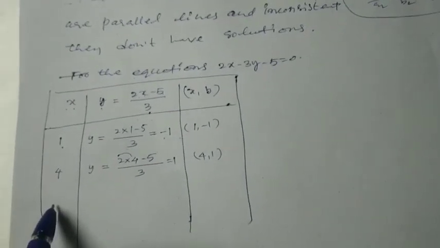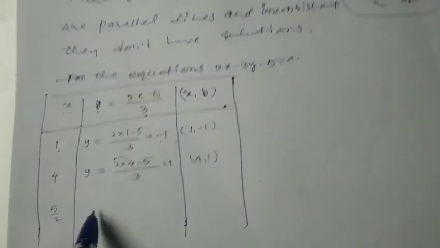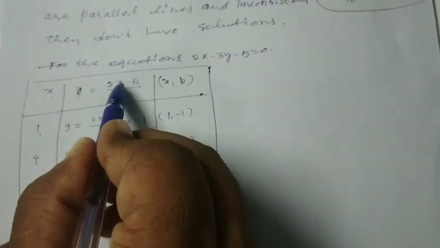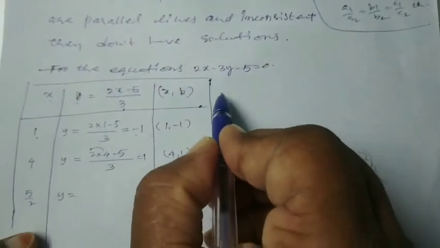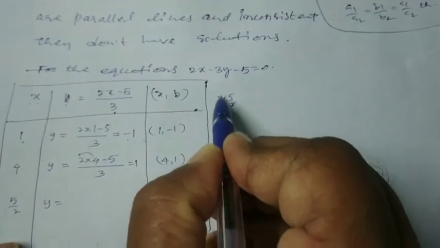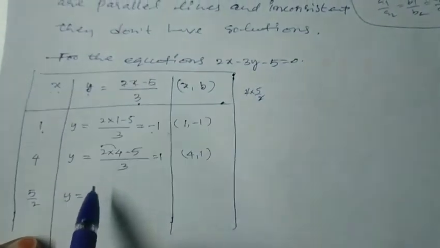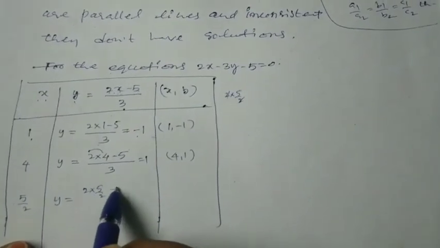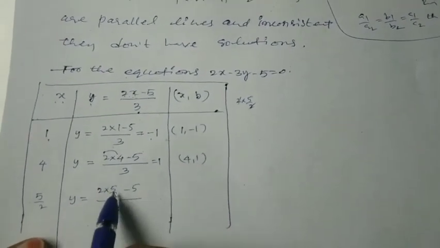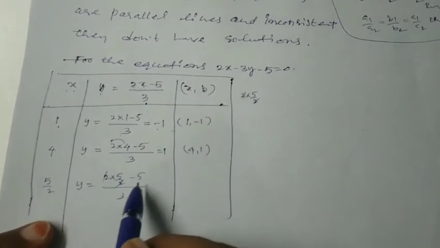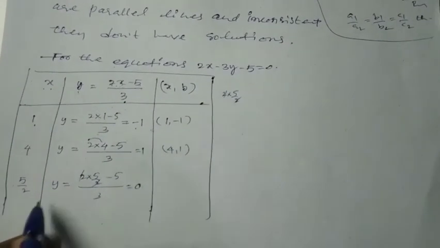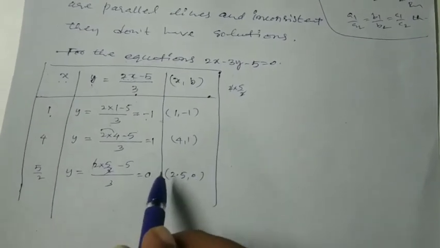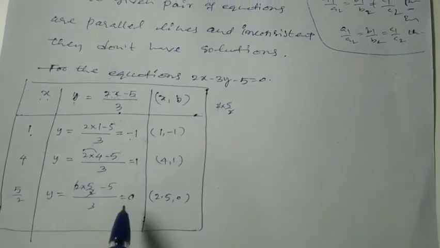Next, x equal to 5 by 2 we will take. y equals 2 into 5 by 2 minus 5 by 3; the 2s cancel, no? So 5 minus 5, 0 by 3 equals 0 will come. So 5 by 2 we can write as 2.5, no? 2.5 comma 0.